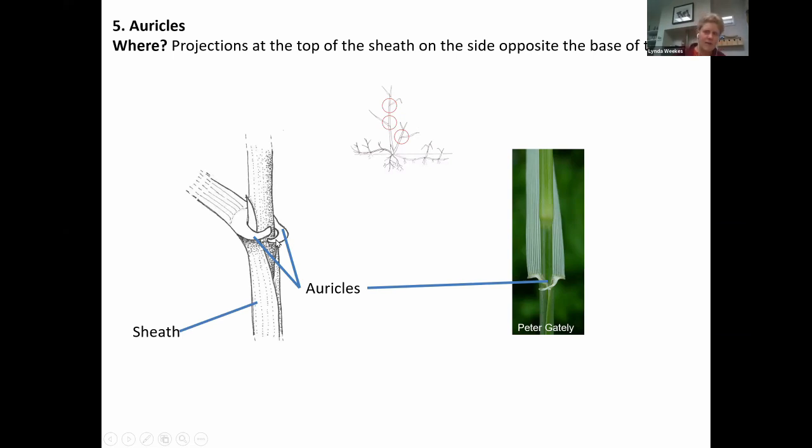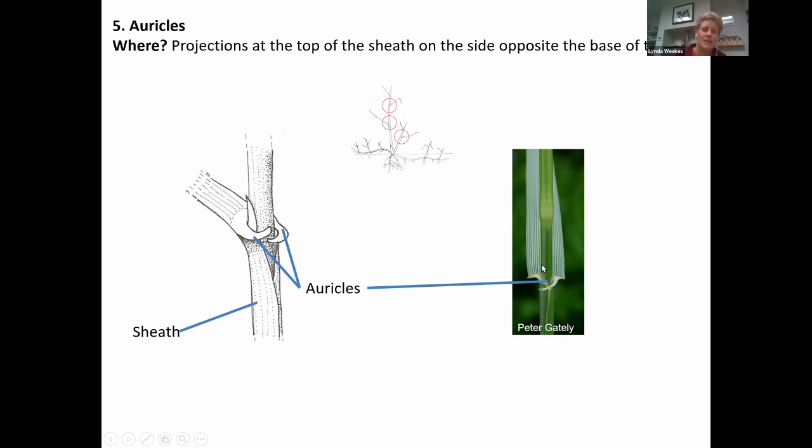And auricles, another word for ears, I suppose. So the common word for these is ears. If a grass has ears or auricles, you'll find them right here. Now, this diagram here shows you auricles that are really obvious. For example, barley has really obvious ears or auricles. And you can see in the diagram here that the auricles are so obvious and large that they're crossing over each other. So they're very, very obvious with the naked eye.